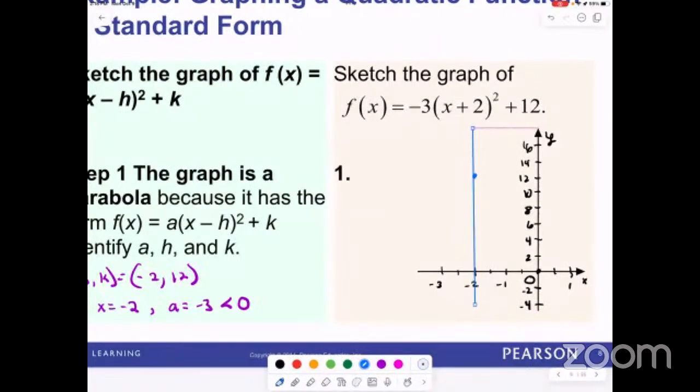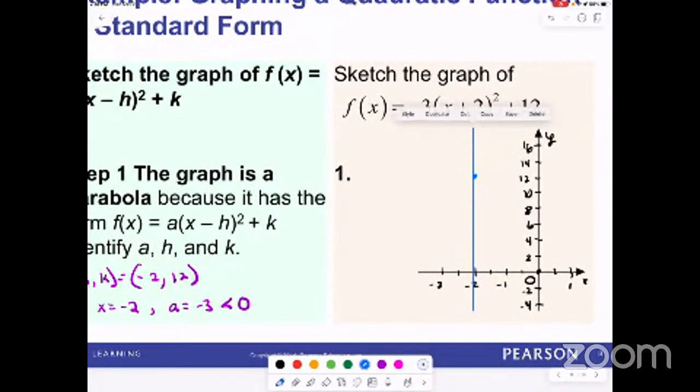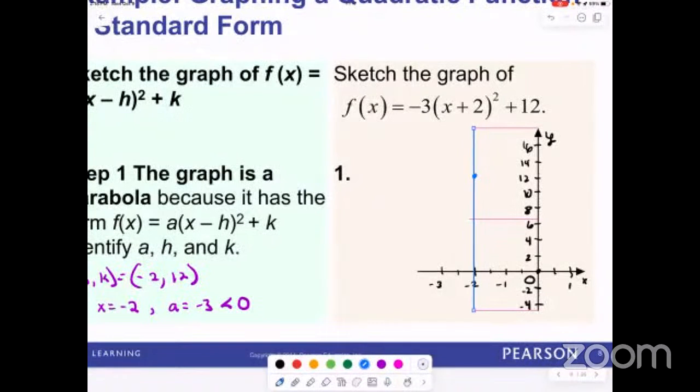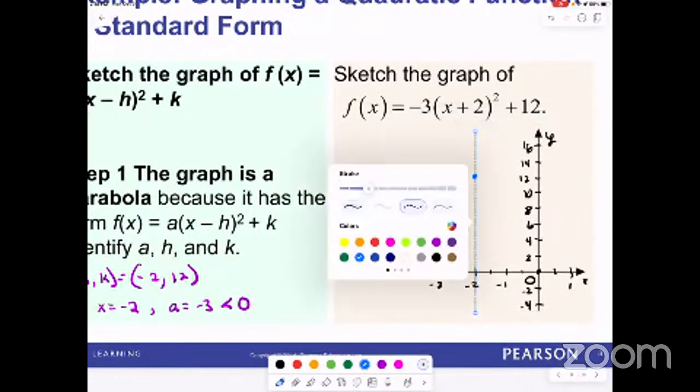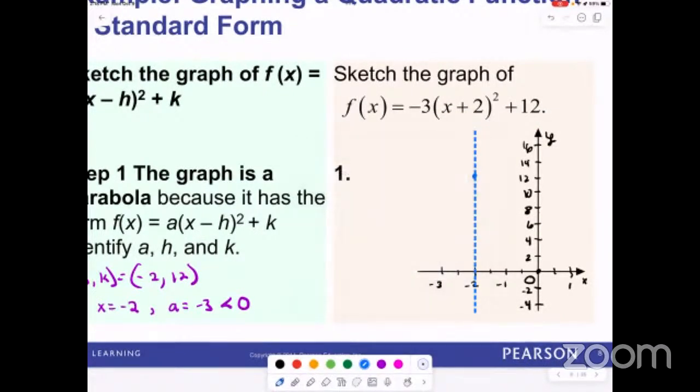Okay. So then our axis of symmetry. Let me draw it, about like this. That's decent. Let me label some of these components. So this is negative 2, 12. It's the ordered pair. This is the axis of symmetry, x equals negative 2. And then we just need to plot a few points.